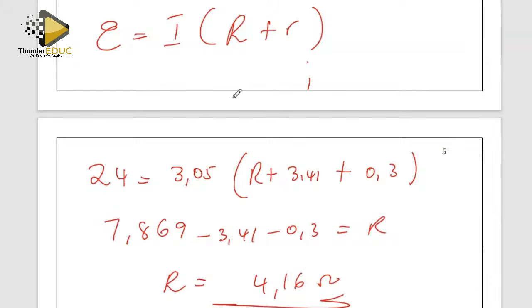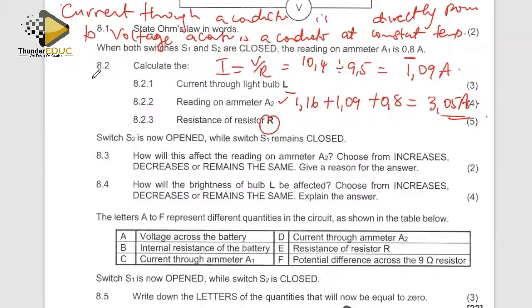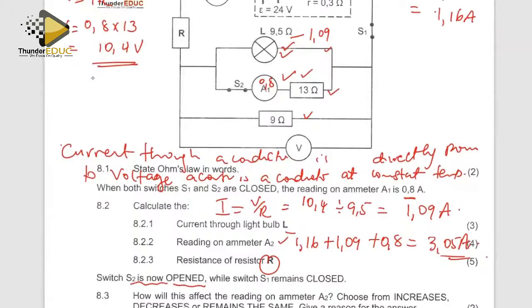This is what I'm getting. Please, you can tell us what you got there. Then they're telling us that switch S2 is now opened, okay? So if S2 is opened, meaning that the current will just bypass L and then just complete the circuit. So this 13 and the 9 is out.